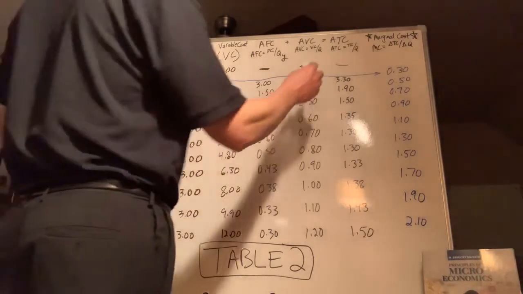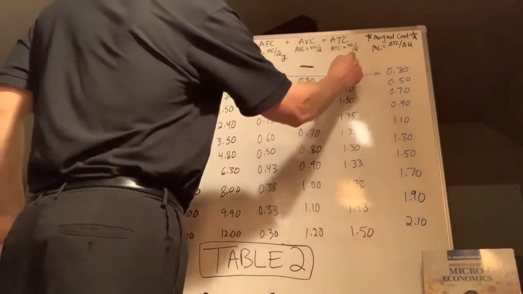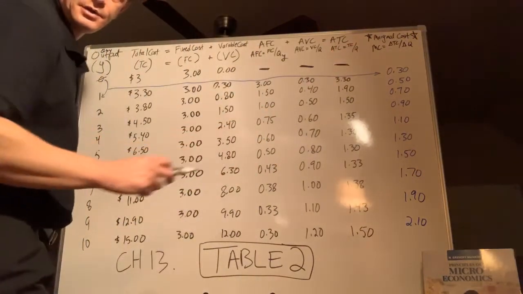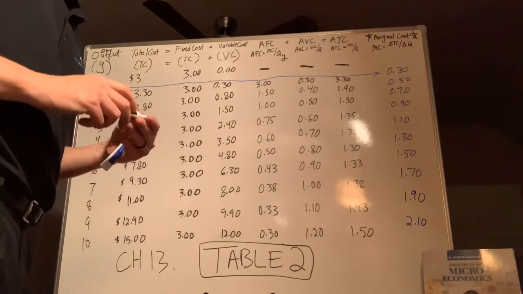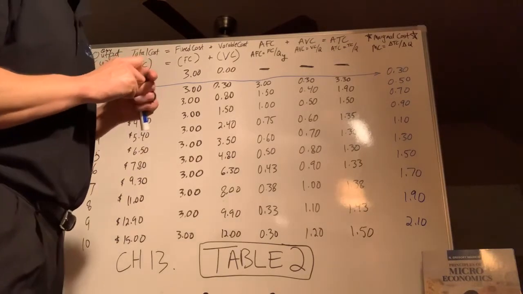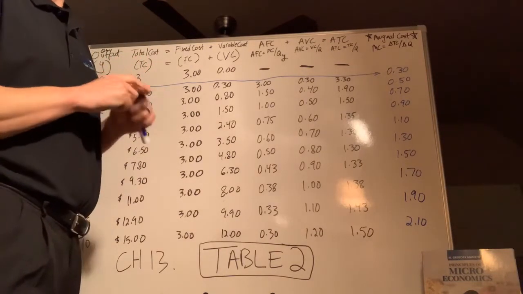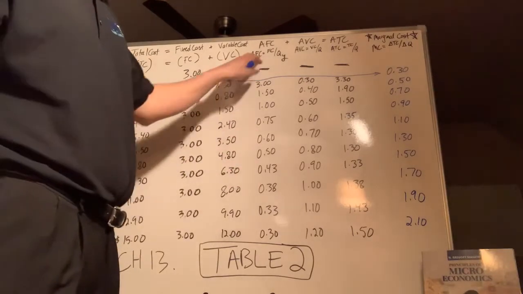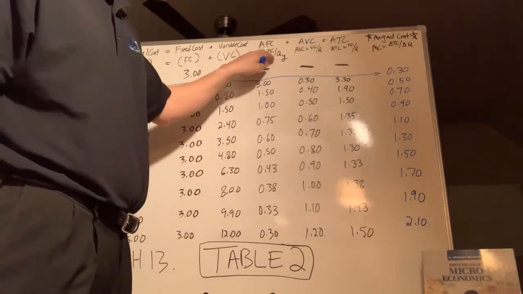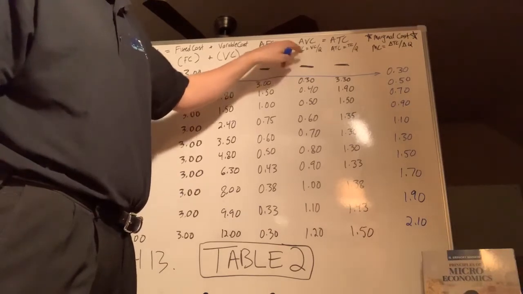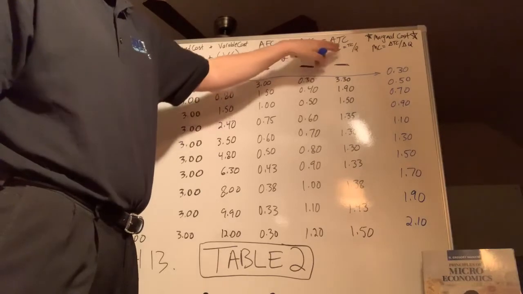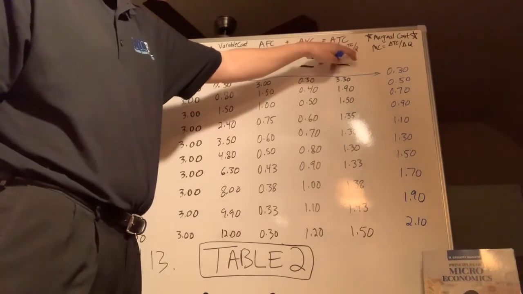Okay, average total cost is just your total cost divided by Q. All right, and I need you to be able to do some reading because it breaks down total cost, fixed cost, variable cost, average fixed cost, average variable cost, average total cost. Now, while we can calculate average fixed cost is fixed cost over Q, average variable cost is variable cost over Q, quantity of Y, average total cost is total cost divided by Q.